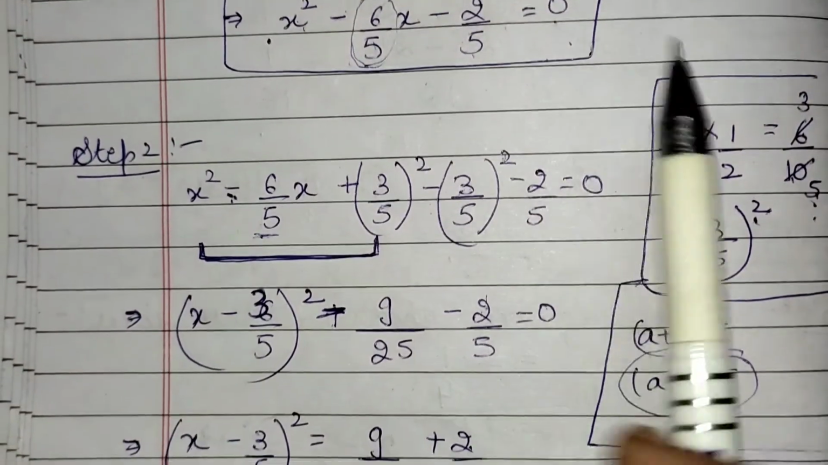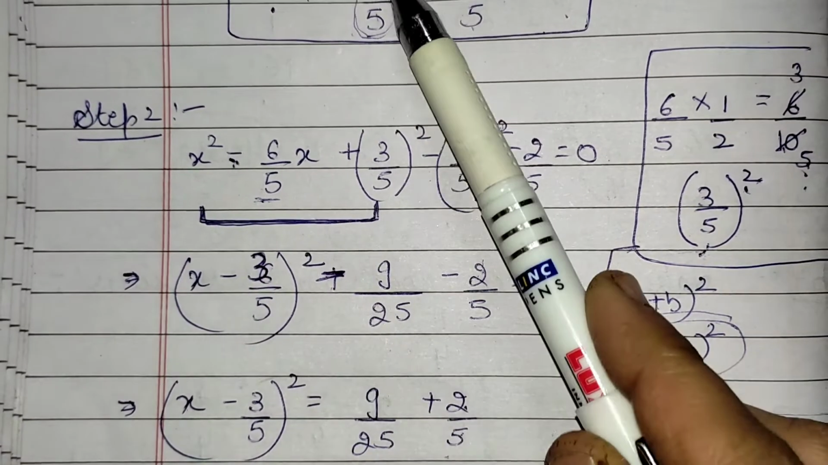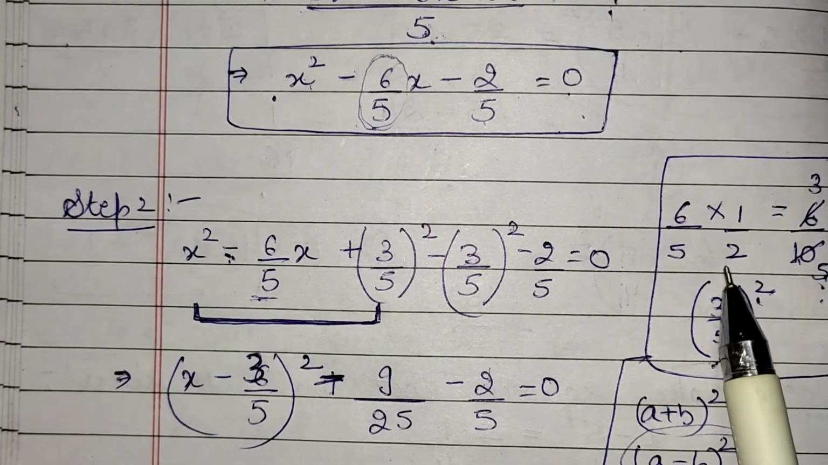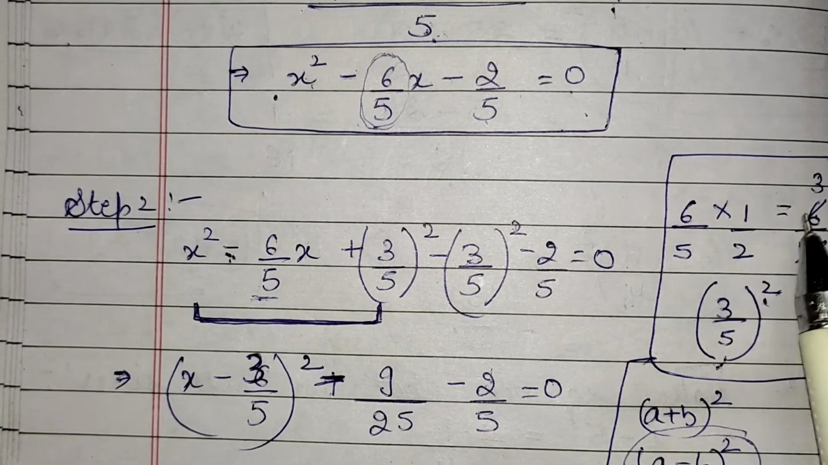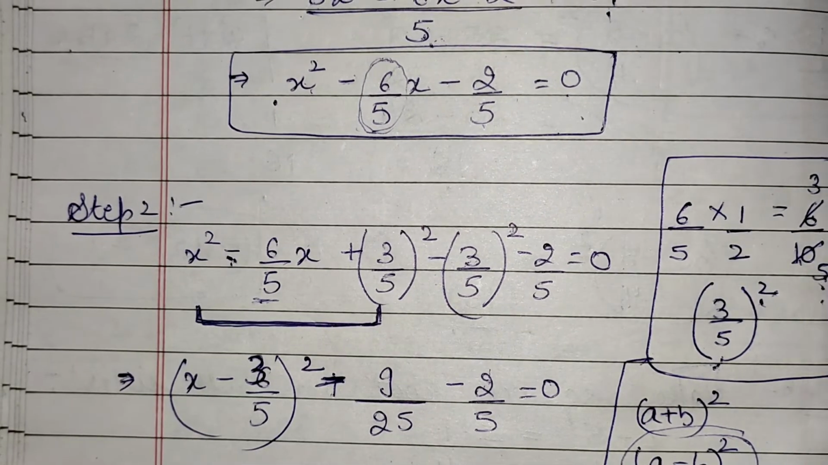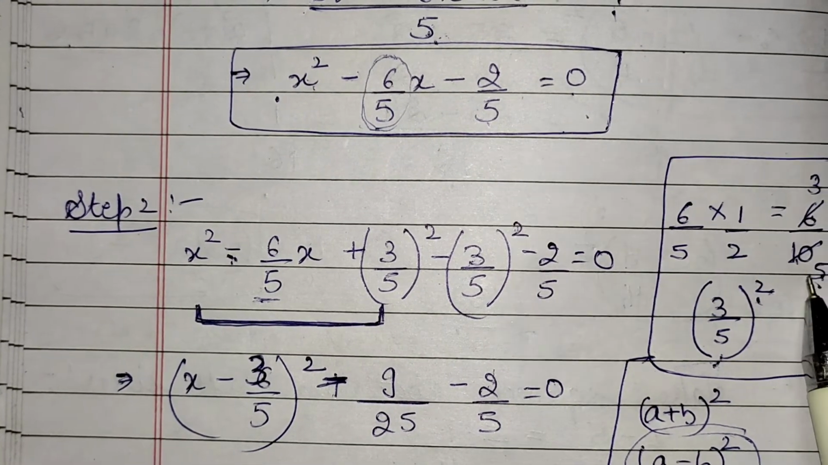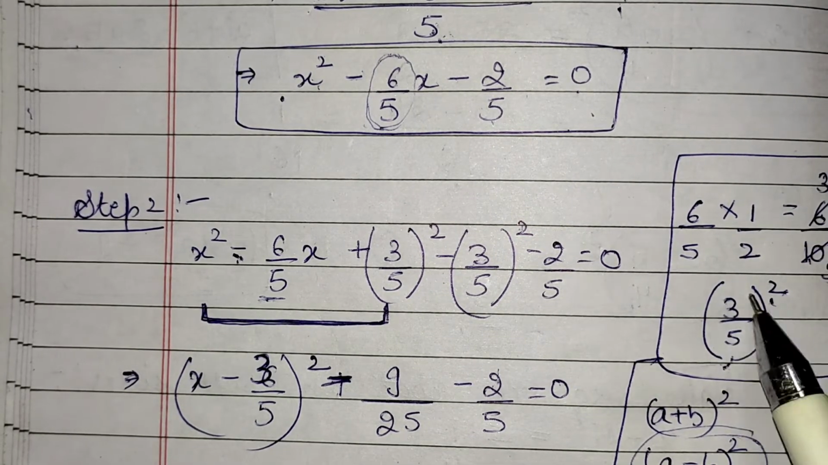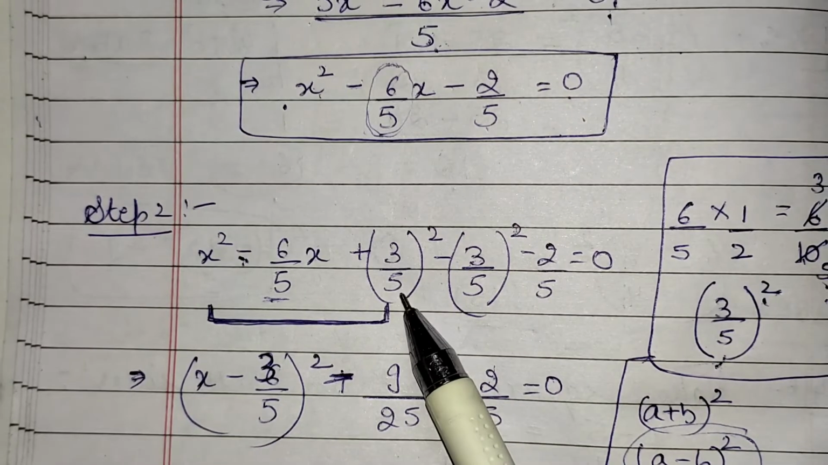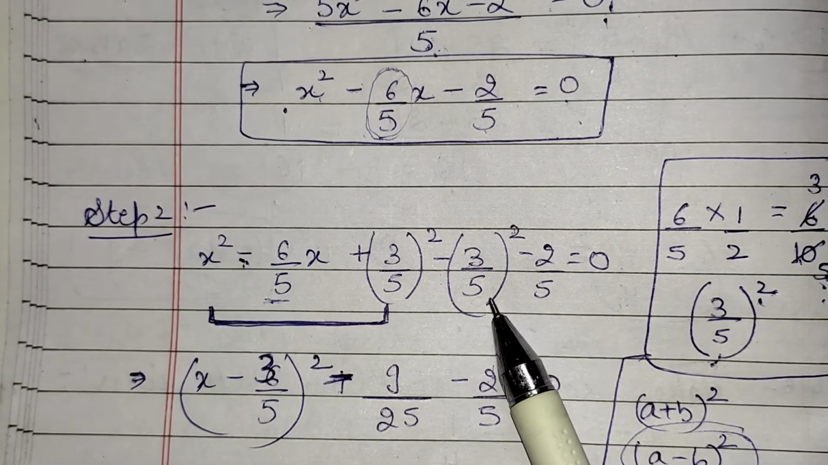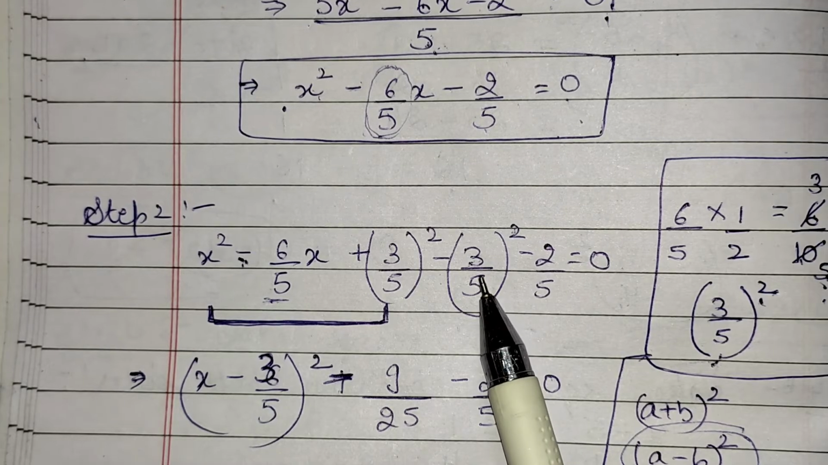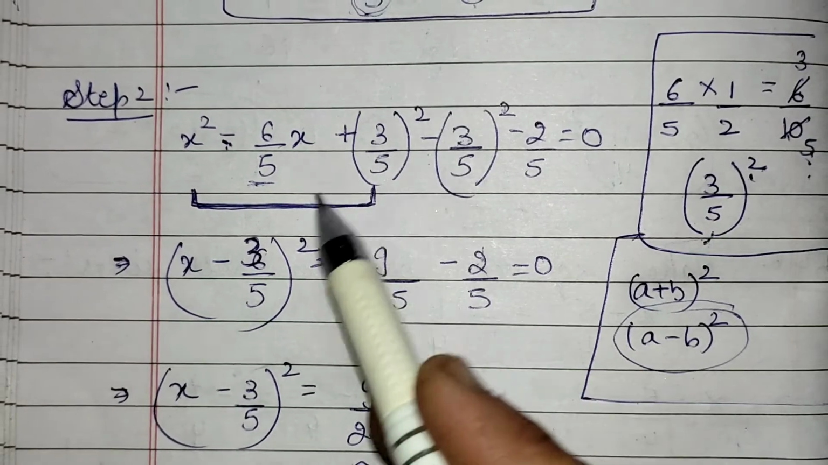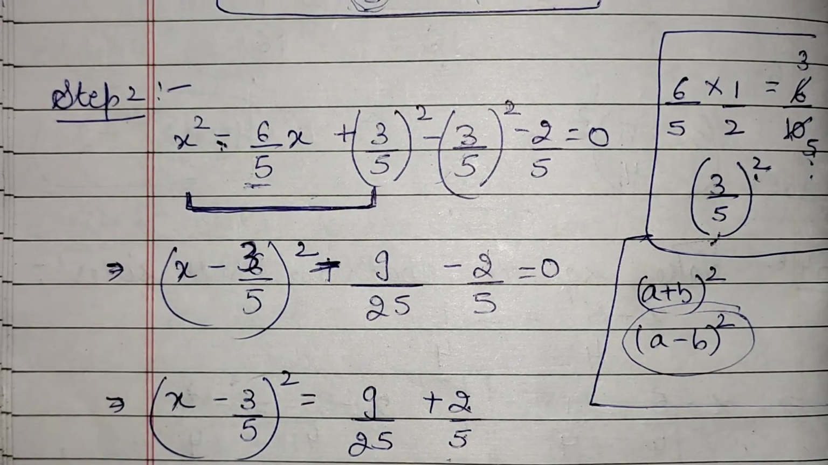Now move to step number 2. Step number 2 is what? You have to take the coefficient 6 by 5 and take half of this value. 6 by 5 into 1 by 2 will give you 6 by 10. Cancel it out by 2, you will get 3 by 5. Make the square of this value, add this square in the given equation, and subtract this square from the given equation, right? It's not going to make any impact because it is simply going to cancel out.